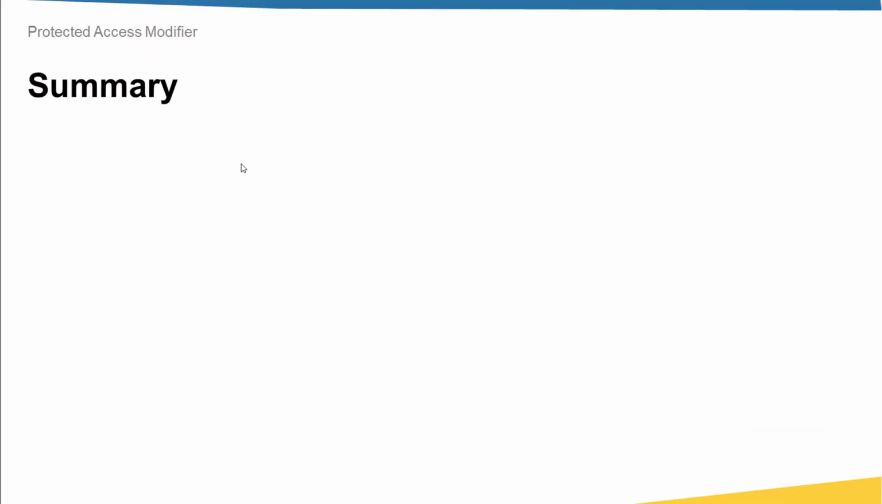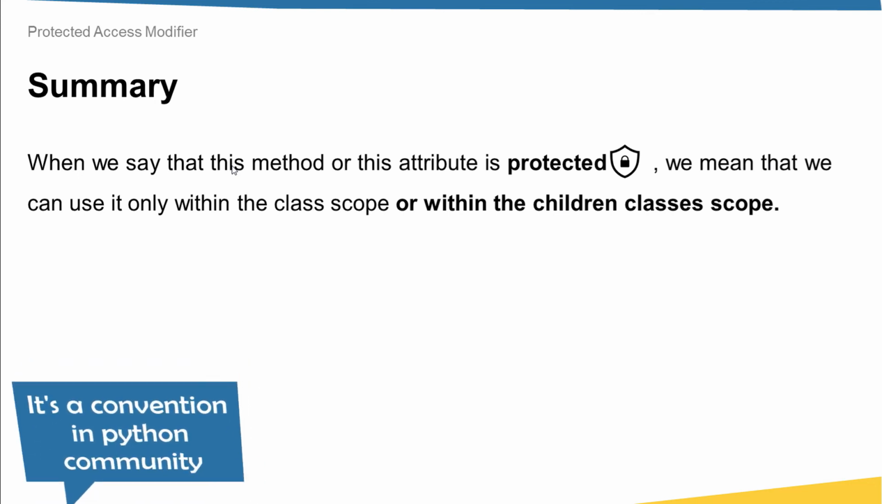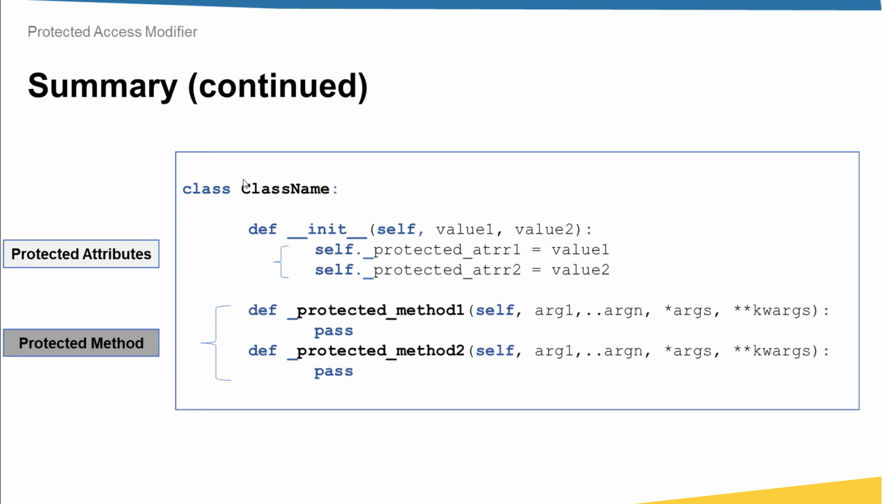Now let's recap what we have learned in this lecture. Mainly, we have talked about the protected access modifier, and we see that when we say that this method or attribute is protected, we mean that we can use it only within the class scope or within the children classes scope. And as I mentioned, this is just a convention in the Python community. In order to define a protected attribute or a protected method, all we have to do is add a single underscore at the beginning of the method name or the attribute name.